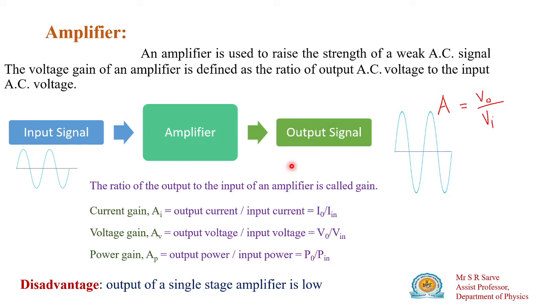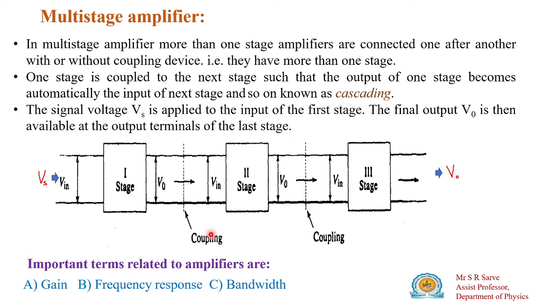But there is a drawback to this single stage amplifier: it does not give the required strength to the signal. It amplifies the strength of the signal, but not to the extent that we need. In order to overcome this drawback, we have to use a multi-stage amplifier. So this is a multi-stage amplifier.